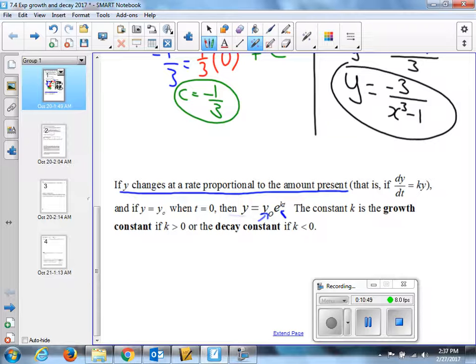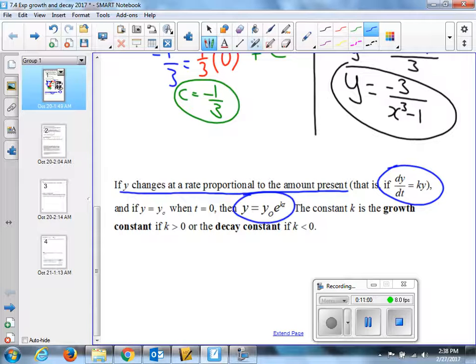What are we talking about there? Well, basically, if this, then this is the solution. Now, you don't have to memorize this, but it comes up often enough that you'll see it, and then you'll do it instantaneously.